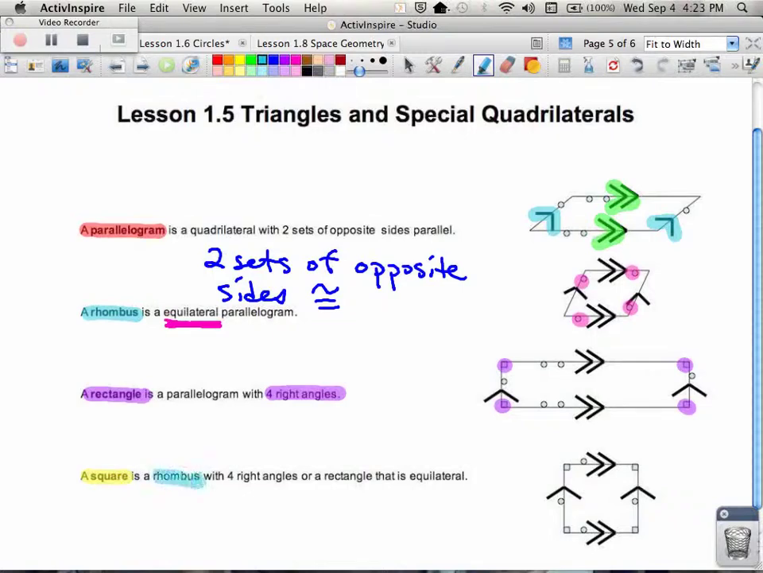And then last but not least, a square is a rhombus and a rectangle. So if you look at defining a square, it has every characteristic that a rhombus has and every characteristic that a rectangle has, which means a square has opposite sides parallel, opposite sides congruent, and also all four of them are congruent. And it also has four right angles. So it is the most specific and special of all the quadrilaterals.